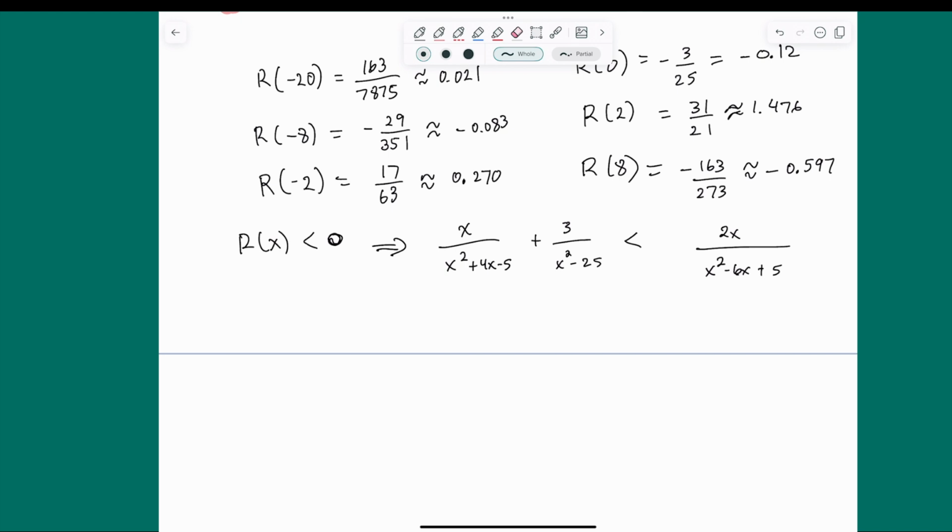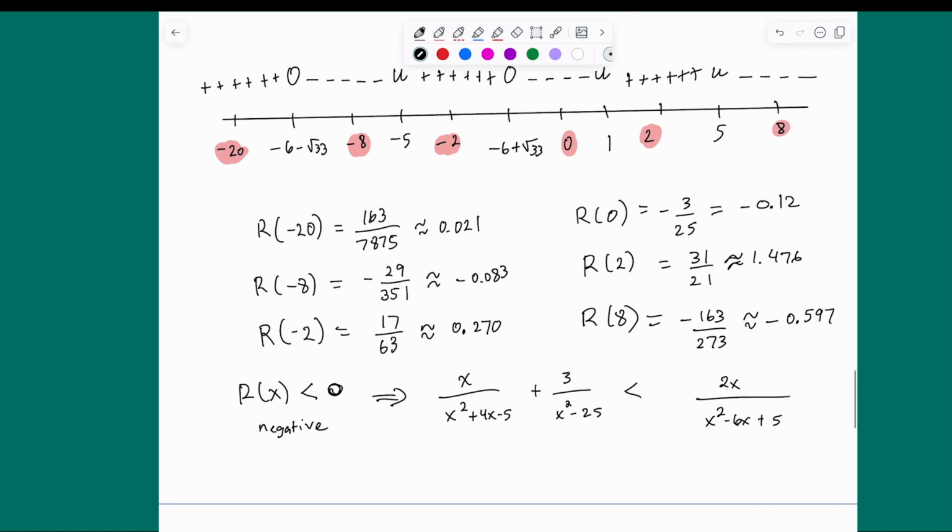Would imply, in other words, the related rational function inequality, the solution set of that would also be the same as the solution set of the original inequality, x over x squared plus 4x minus 5 plus 3 over x squared minus 25 less than 2x over x squared minus 6x plus 5. So we just need to solve this here, which means less than 0. And so less than 0 means we're looking for where the rational function has outputs that are negative.